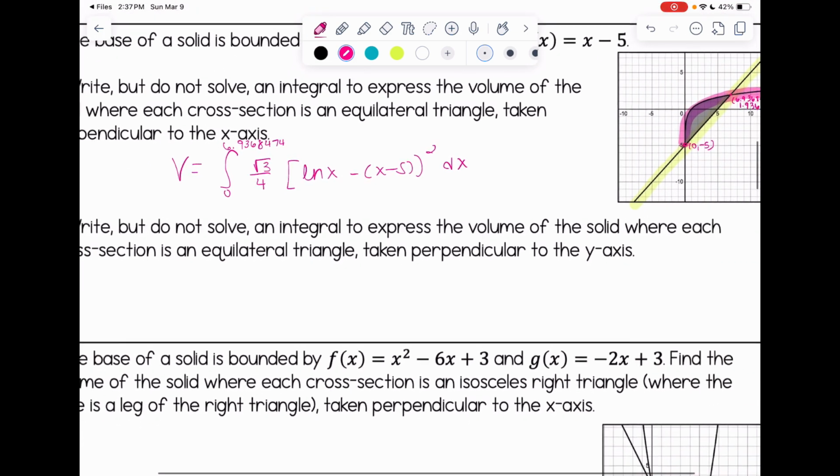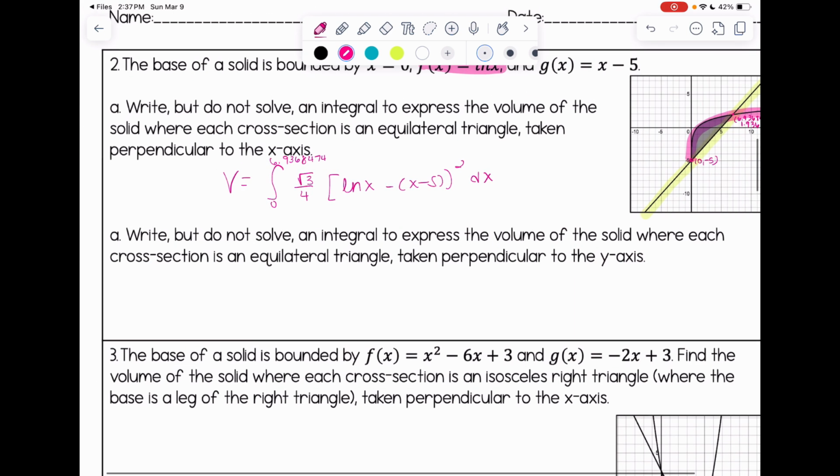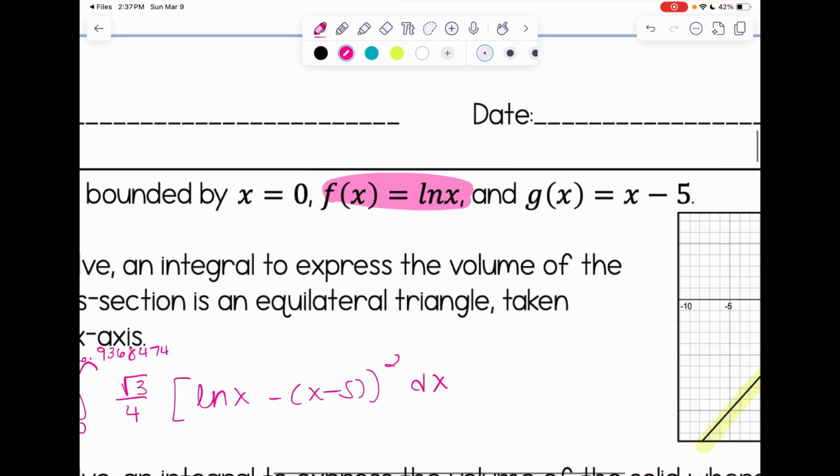Now, when we look at part B, it's a similar question, except now we're taking the cross-sections perpendicular to the y-axis. So that really means I'm going to be doing the right function minus the left function. So what I'm going to need to do first is go to the top here where we have these two functions. If this is y equals ln of x, if I solve this for x, I'm going to get e to the y is equal to x. Over here, if this is y equals x minus 5, when I solve that, I'm going to get x is equal to y plus 5.